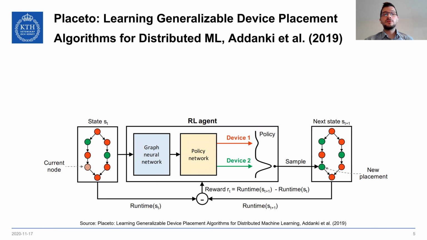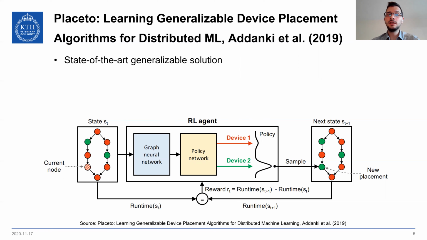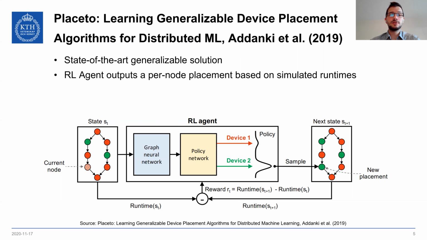Place2 was, at the time of writing this research, the current state of the art in device placement. It had the best results in runtime execution, which is the time it takes to execute a model. And on top of that, it was also the first solution able to generalize to previously unseen models. The authors have used an RL agent, which outputs a per node placement.